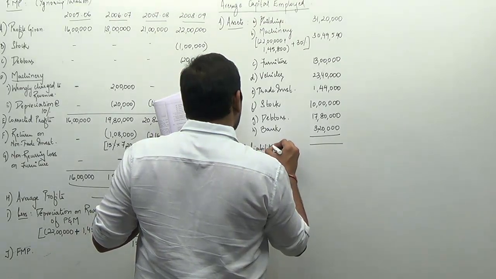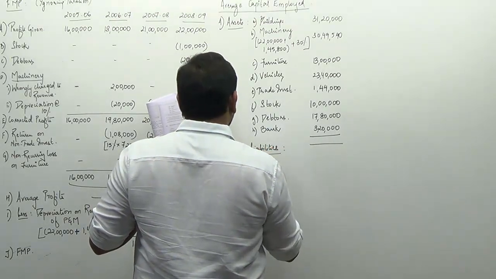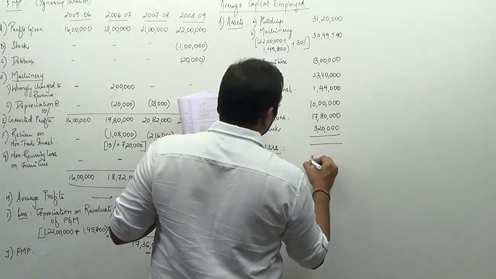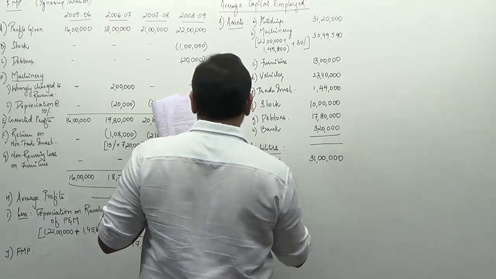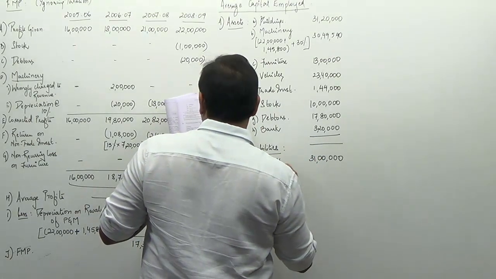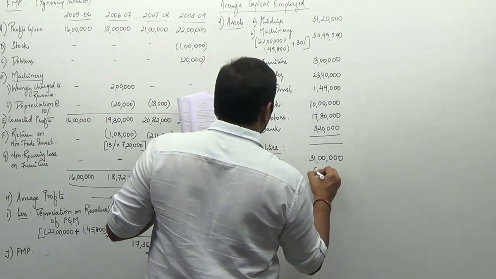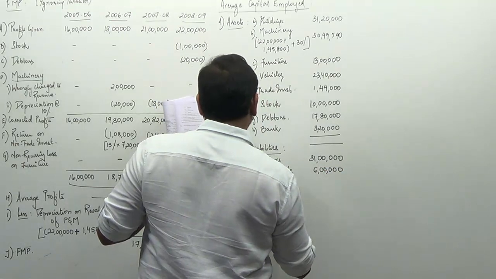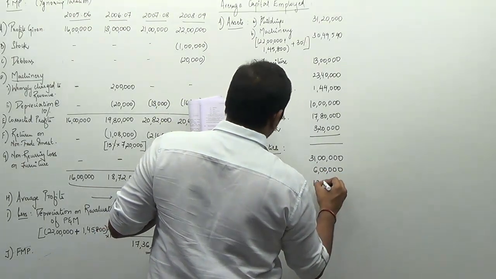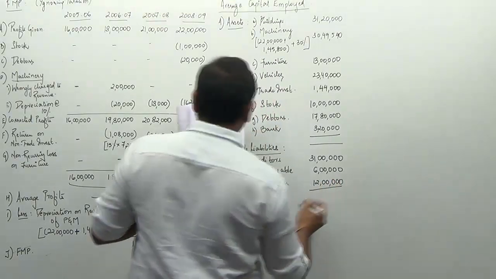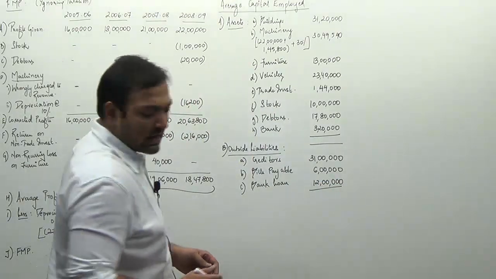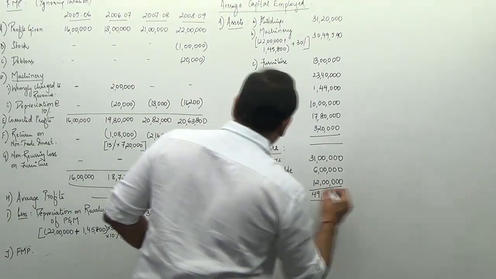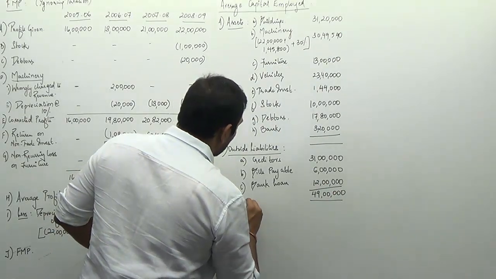Outside liabilities to be considered now. First of the outside liability is my creditors. 31 lakhs. Bills payable, 6 lakhs. Bank loan, 12 lakhs. That's it for your outside liabilities. No further outside liabilities given there. Total outside liability is 49 lakhs. Information sufficient to calculate closing capital employed.